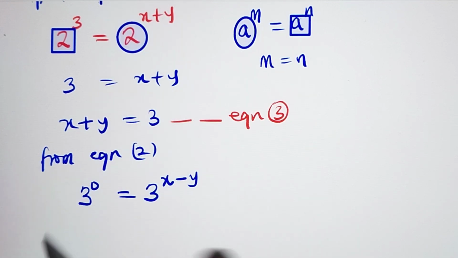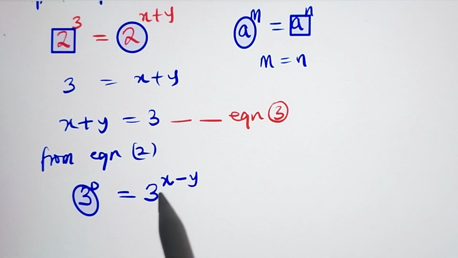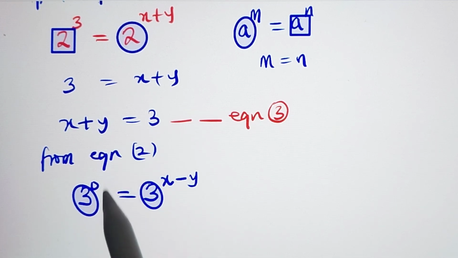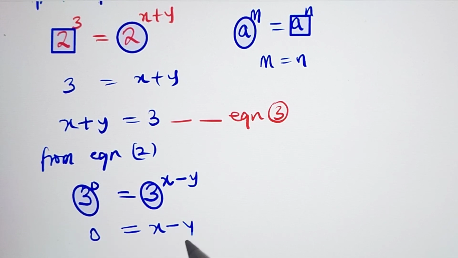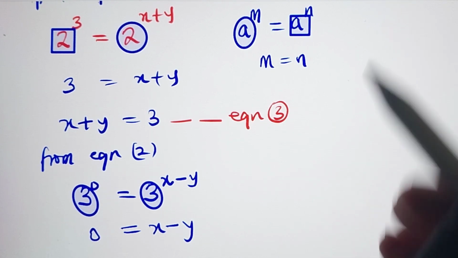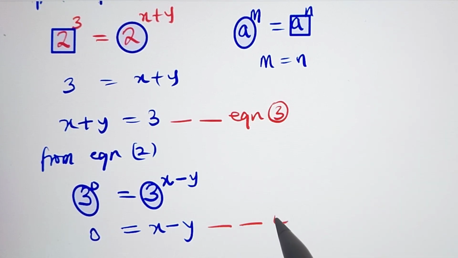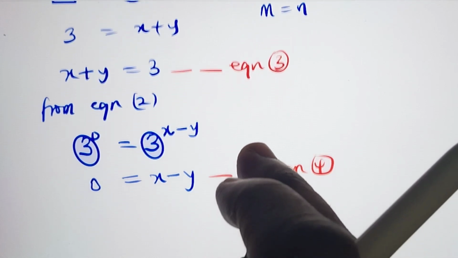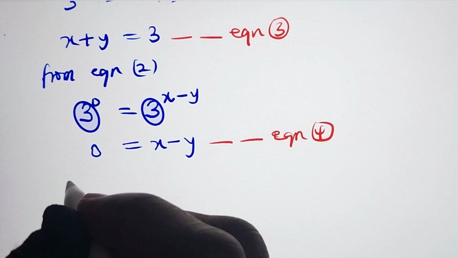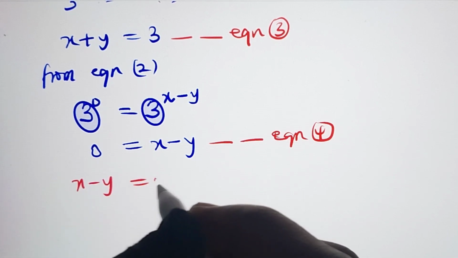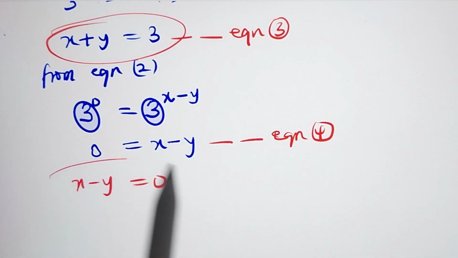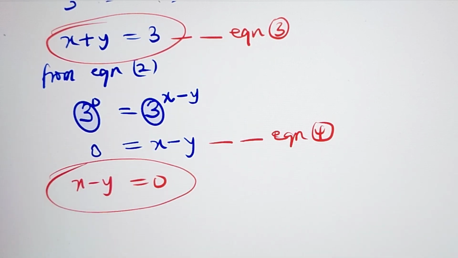Following the principle of same base, if this is 3 and this is 3, it simply means that we now have 0 is equal to x minus y. I'll call this equation 4. So we have two brand new equations. I can rewrite equation 4 as x minus y is equal to 0. So this equation and this equation is what we'll now solve simultaneously to get our answers for x and y.